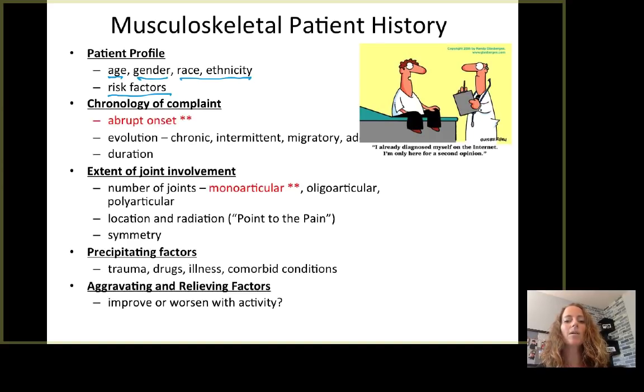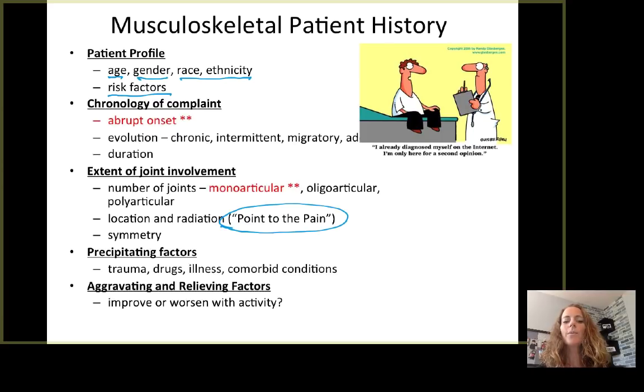You want to look at the number of joints affected. Is it a single joint? Is it multiple joints? You want to think about the location and the radiation of the pain. One trick here that's suggested by many of the references is to have the patient point to the location of the worst pain. Because patients themselves can have difficulty locating the pain, pointing to the pain can help you narrow it down. And then finally, symmetry.